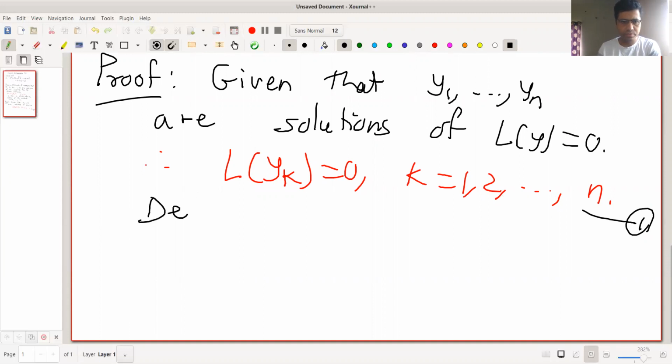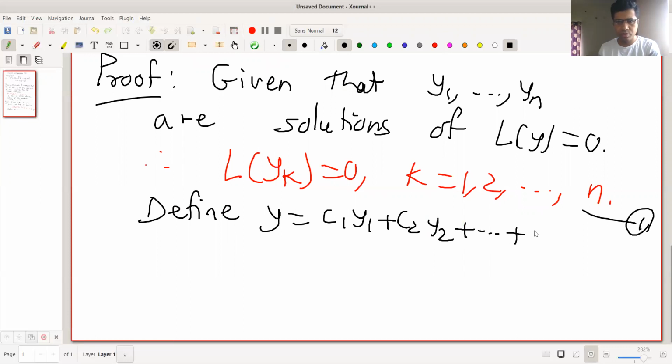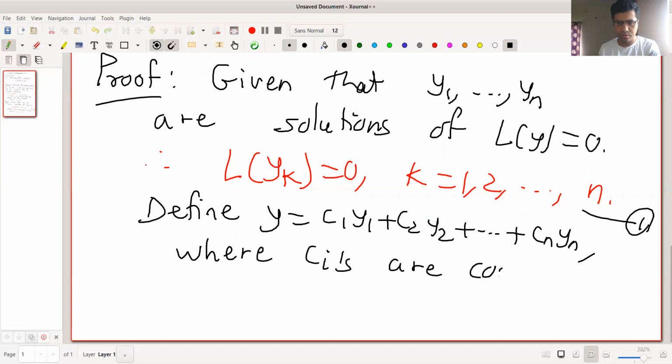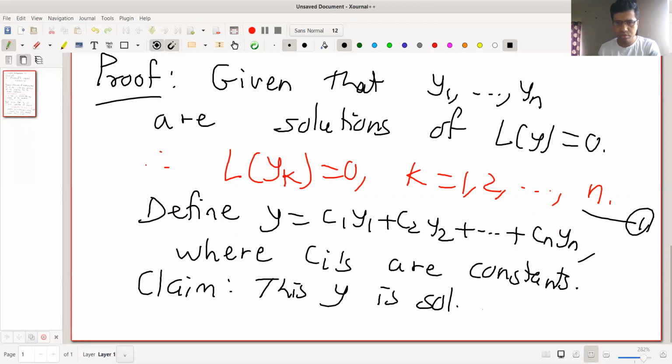Define y equal to c1 y1 plus c2 y2 plus and so on cn yn, where the ci's are constants. We want to show that this y is a solution. Our claim is that this y is a solution. That means L of y is 0 for this y.